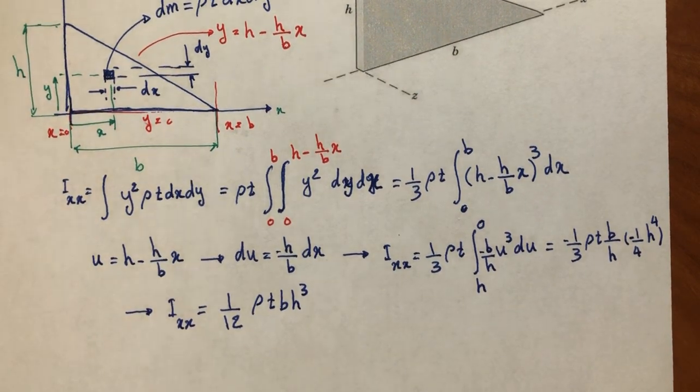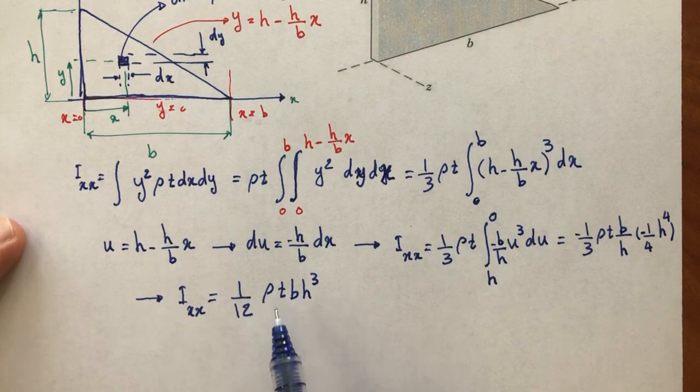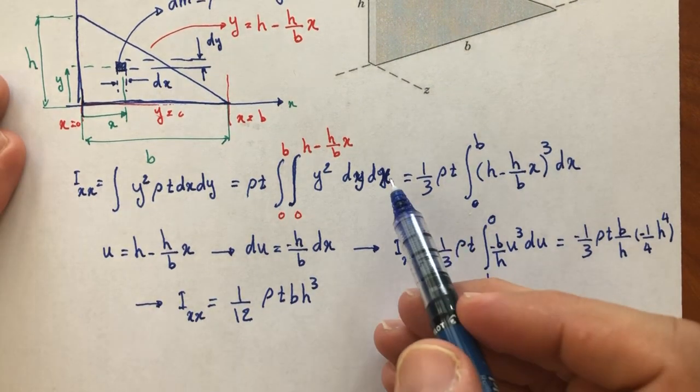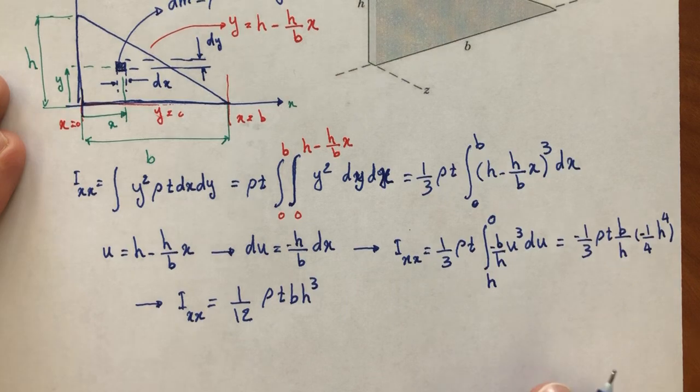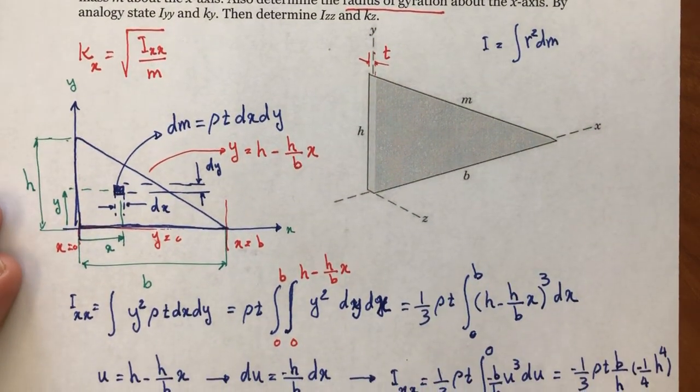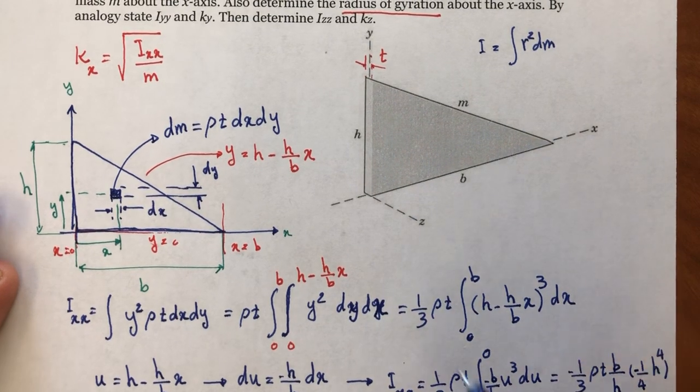But as I told you before, we don't like it to write it in terms of rho. We need to have mass in it, m. I want to see the relationship between I and m. So I need to see what is m here. What is the mass here in terms of rho, t, and also b and h. Then separate the same thing here, replace it with m.